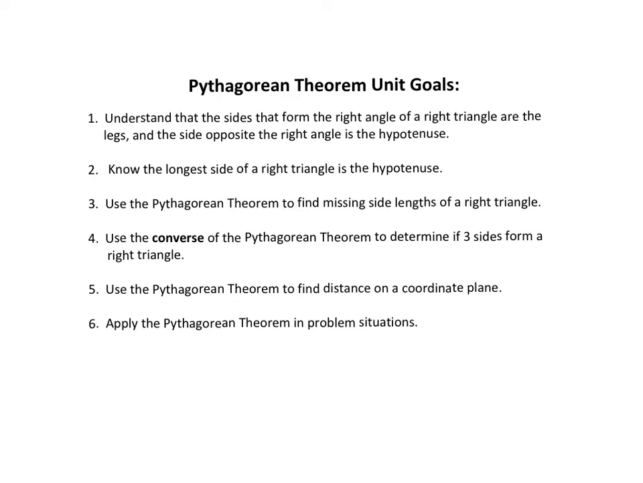We use the Pythagorean theorem to find missing sides in right triangles. There's some important vocabulary, including the word hypotenuse, which is the longest side of a right triangle. It's always opposite the right angle. Now we can also use the Pythagorean theorem to determine if a triangle is a right triangle or just a different type of triangle. That's what this goal number 4 means.